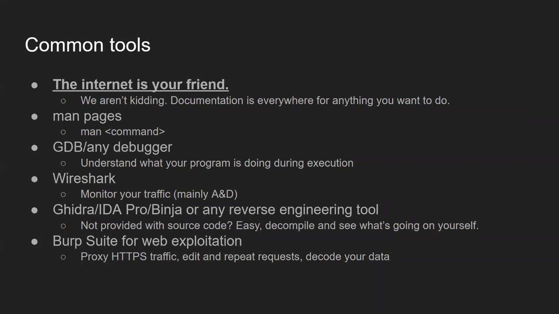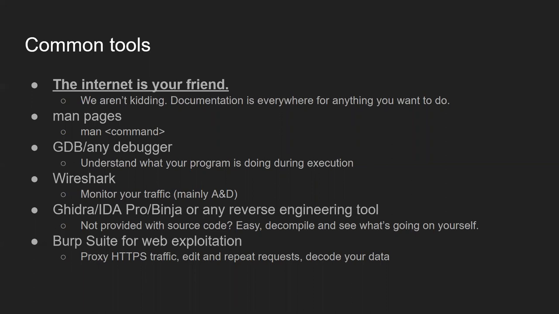We also have debuggers, right? Here we have the GNU debugger, and you can set breakpoints and stop at certain points to understand what your program is doing. We also have Wireshark. This can be used to monitor your traffic and see what other teams might be exploiting your service with, or what flags are being stolen. I don't think we'll be using Wireshark for CTFs, but we will be, pretty sure, going over Wireshark sometime later. We also have our reverse engineering tools, right? We have Ghidra, IDA Pro, or Binary Ninja. If you're not provided with the source code, just throw the binary in there and it'll decompile it and give you a good picture of what's going on.